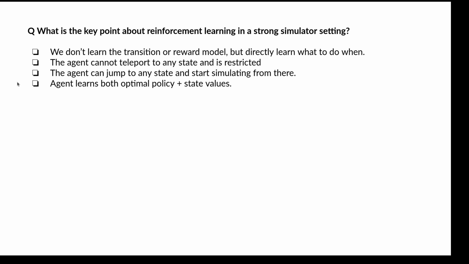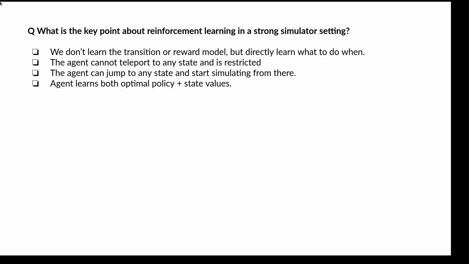Okay, so let's come back to the questions from last week. This is the question: what is the key point about reinforcement learning in a strong simulator setting? You might know what a strong simulator setting is. Simulator means we need to design a reward model, right? We can put a human imitator, and that is the user simulator. Given a context and an action, what reward it should give is the user simulator.